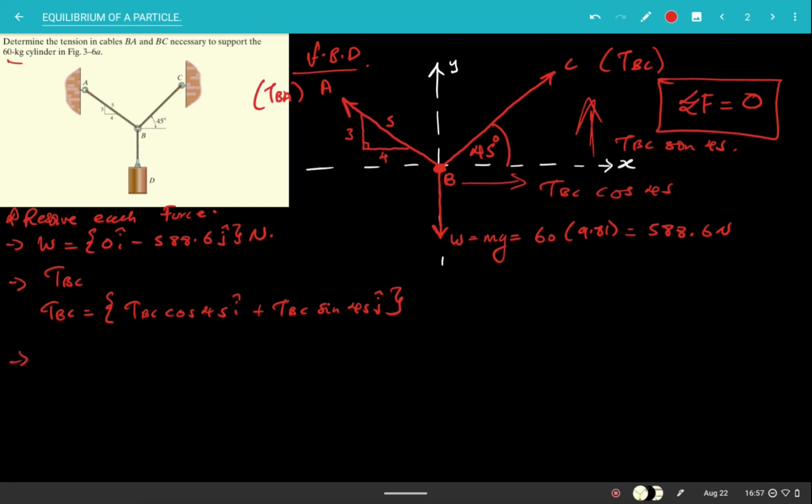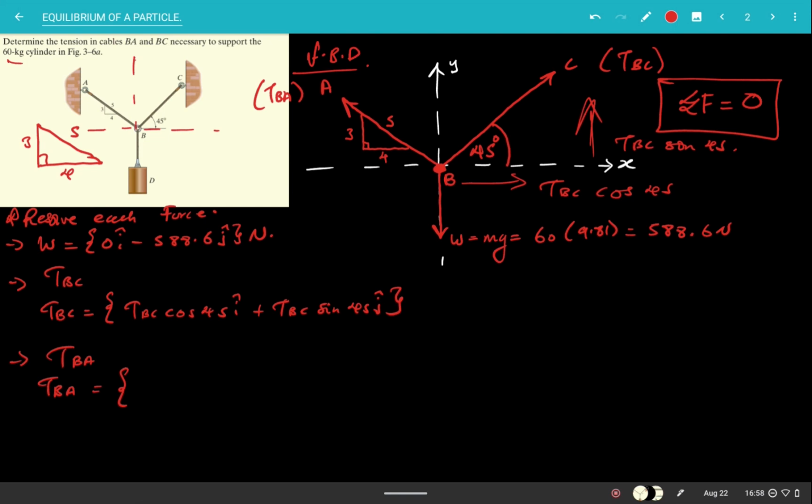Then we can look at the tension BA. We should be mindful of this: we're having the 3-4-5 triangle. So if I had to draw the 3-4-5 triangle somewhere, let's say here, we have 3, 4, 5. This is the 90 degrees. Let me show you what I mean.